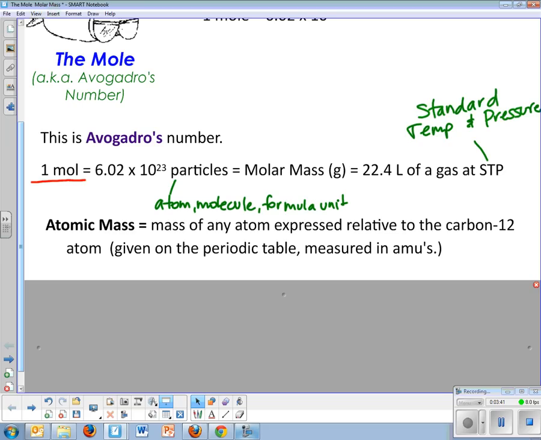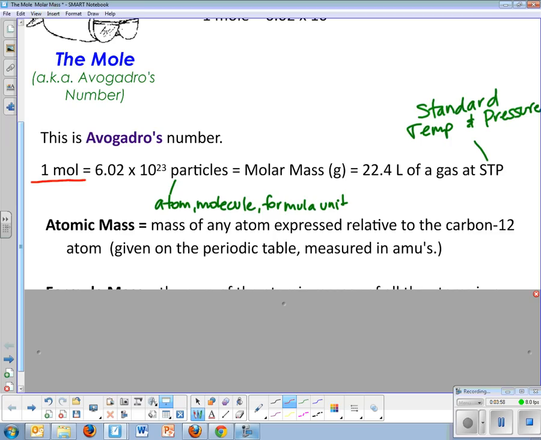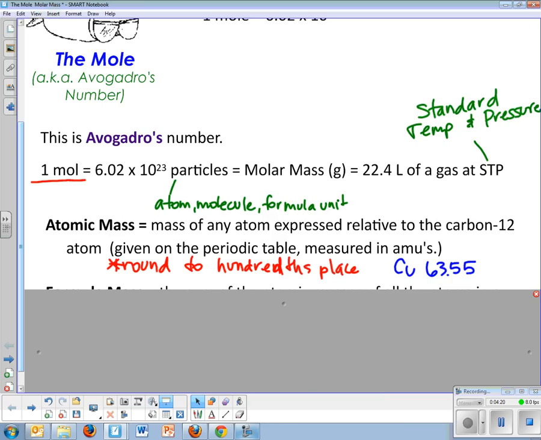So that's just one atom. For instance, pull out your periodic table. You're going to need it in a minute anyway. If you find copper's atomic number 29, its atomic mass is 63.55. And we always round these to the hundredths place. So maybe let's make a note of that. Round to hundredths place. So copper is 63.55. All right, so that's just one atom.